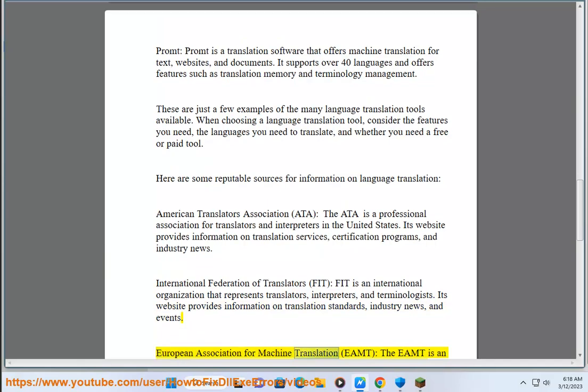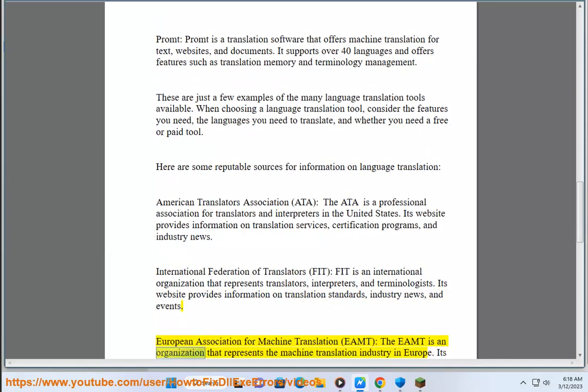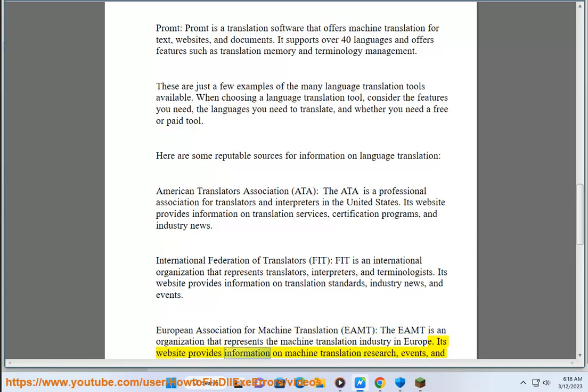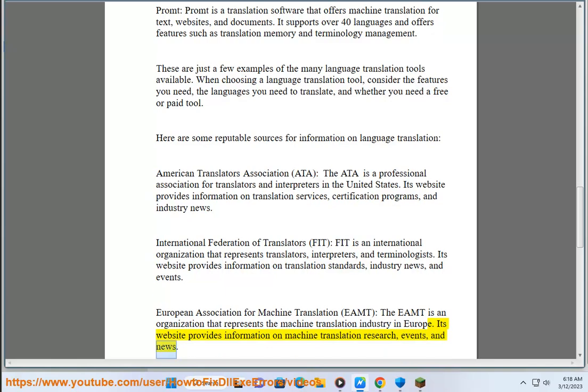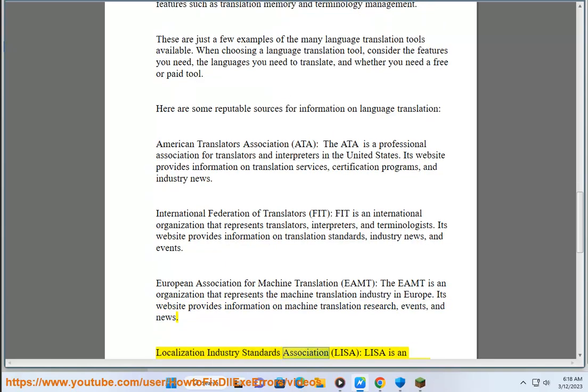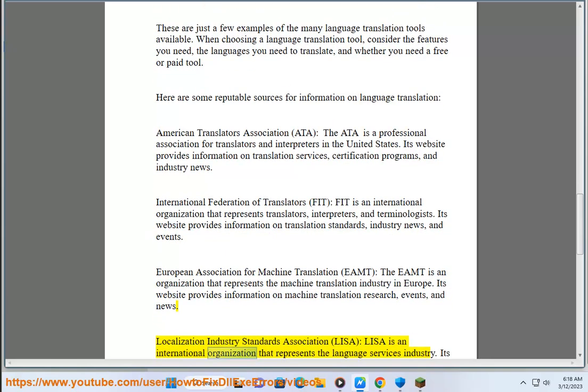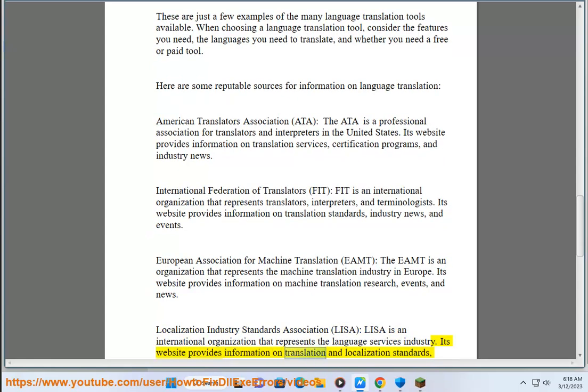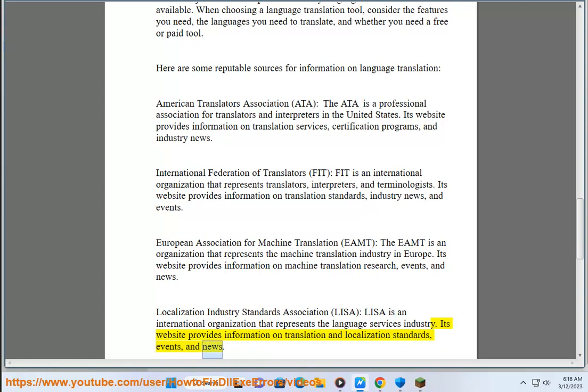European Association for Machine Translation, EAMT. The EAMT is an organization that represents the machine translation industry in Europe. Its website provides information on machine translation research, events, and news. Localization Industry Standards Association, LISA. LISA is an international organization that represents the language services industry. Its website provides information on translation and localization standards, events, and news.